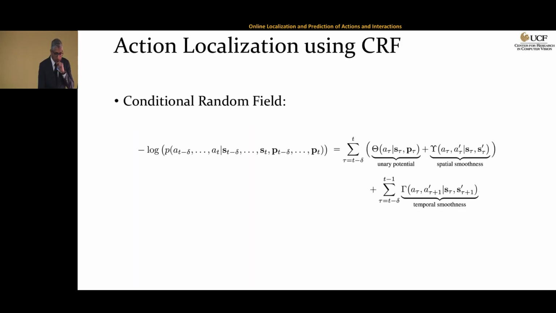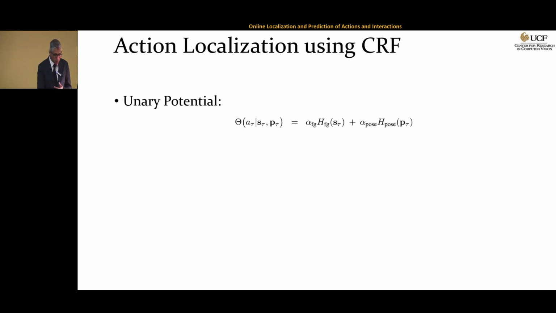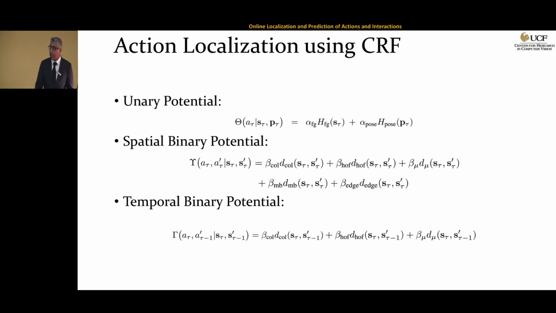So for CRF, as I mentioned, this is a formulation where we have one unary potential and two binary potentials, which are the spatial smoothness as well as the temporal smoothness. Since we have this spatio-temporal graph, we have spatial connections within a frame as well as temporal connections across frames. So we have two binary potentials. For the unary potential, we have the superpixel and pose-based foreground likelihood, and for spatial and temporal, we use the histogram of flow. We use the color features of the superpixels, the mean color, the motion boundary, that is the optical flow, and then the edges between those superpixels in space. And then in time, we have the color, histogram of flow, as well as the mean.